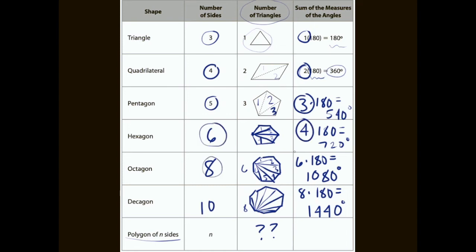That multiplier is always 2 fewer than the number of sides. So if our number of sides is n, our multiplier is going to be n minus 2. So we're going to multiply n minus 2 by 180, and that's going to give us the sum of the measures of the angles. To reiterate, the formula to find the sum of the interior angles of any polygon with n sides is 180 times n minus 2.